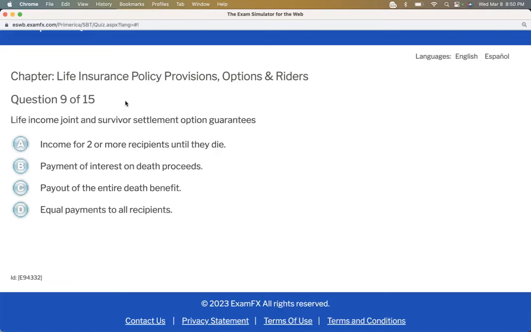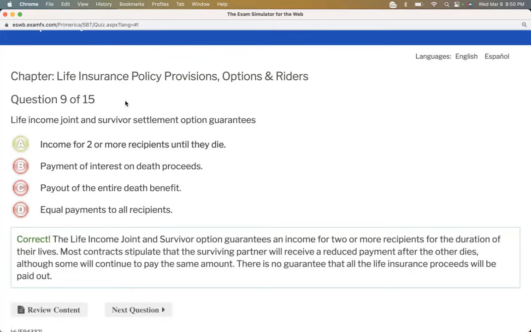Life income, joint and survivor. Joint and survivor guarantees what? A. Yep. It guarantees income for both people because it survives until the last one dies. So the income stops when the last one dies.